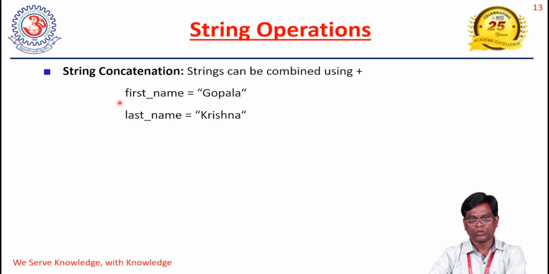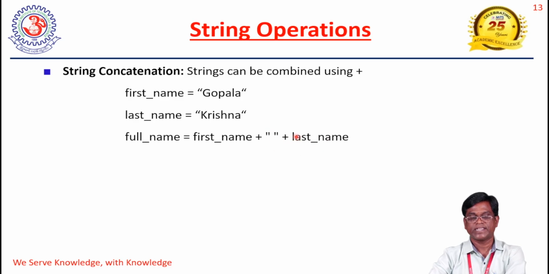I am creating two strings. First name is equal to Gopala. Last name is equal to Krishna. Now these two strings I can combine as one single string. So full name is equal to first name, plus a blank space, plus last name.